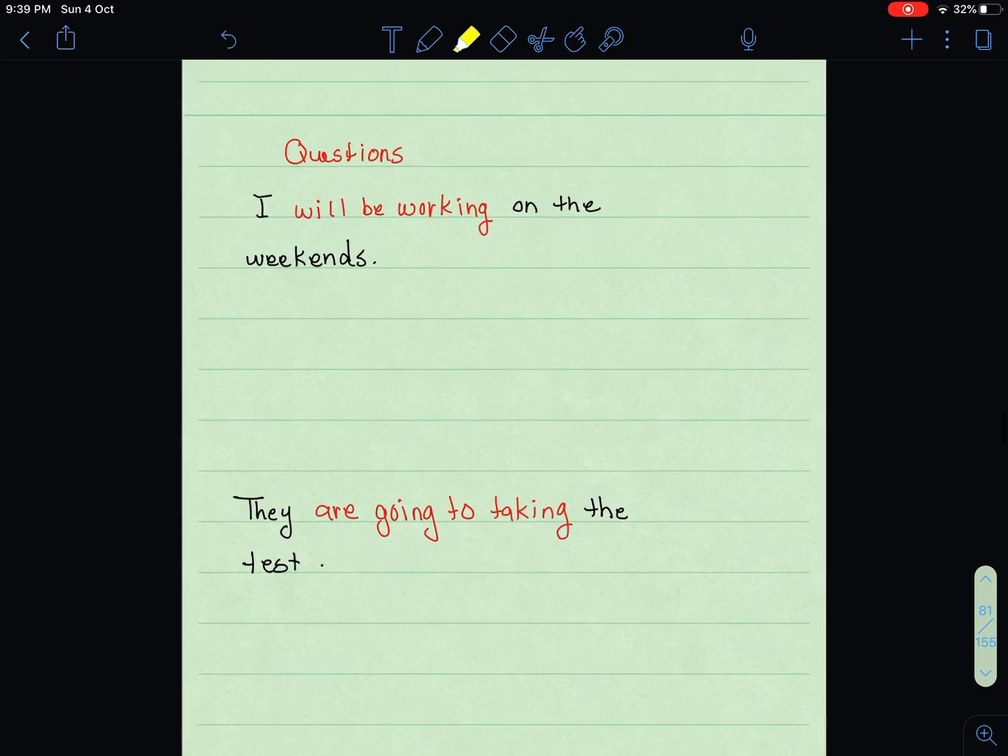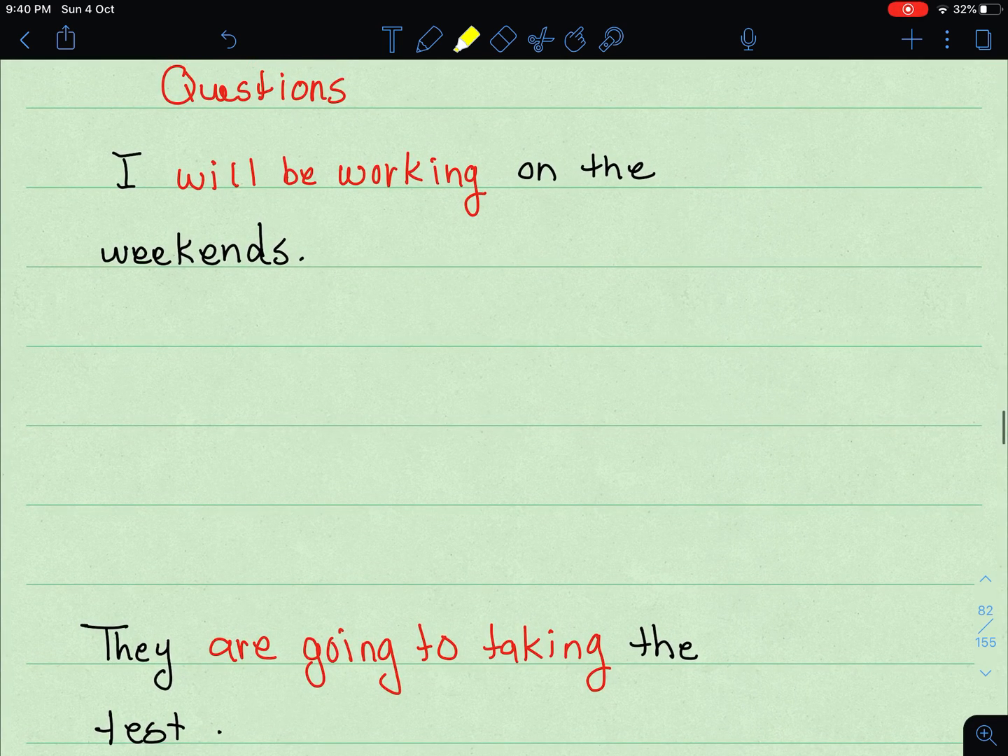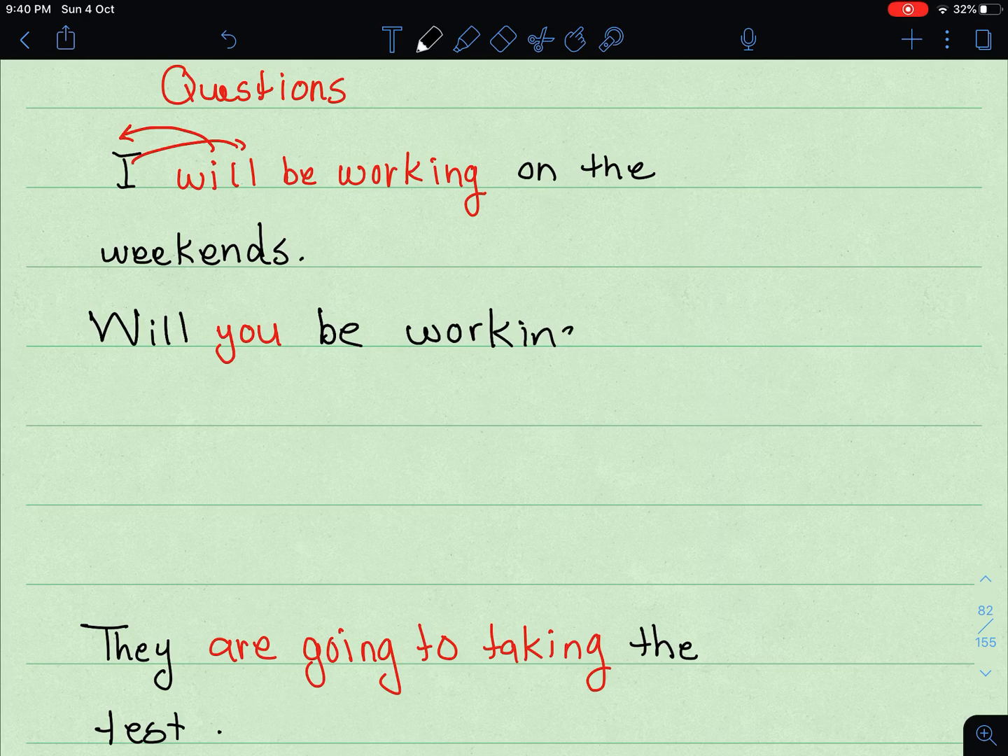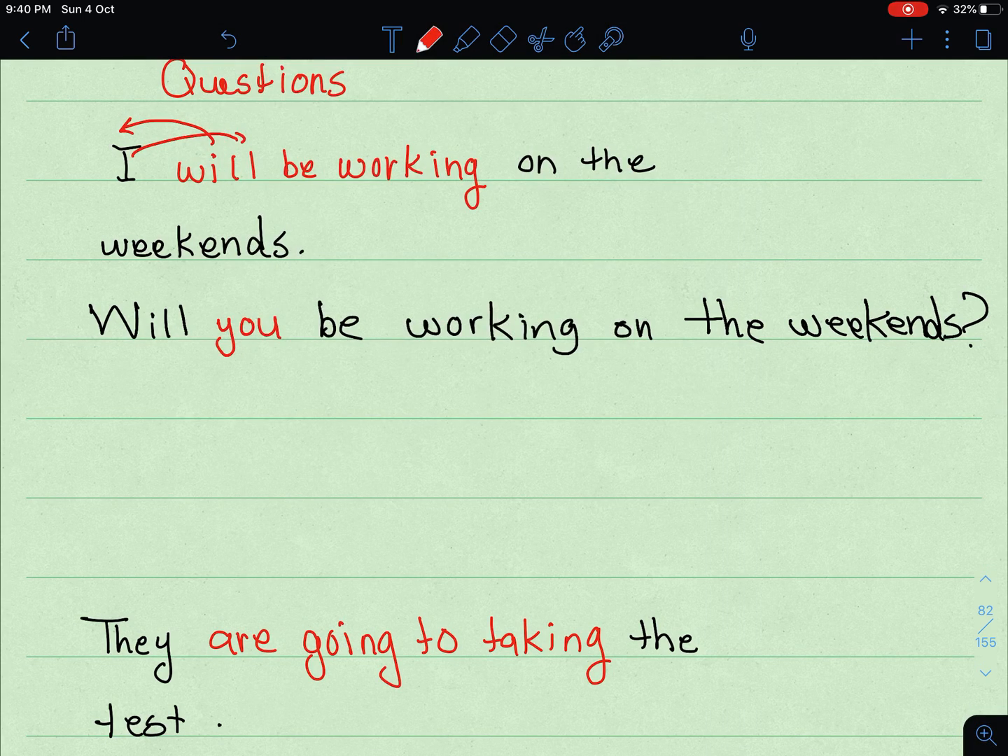So right now let's move on to making questions. Okay, now the questions: I will be working on the weekend as usual. I usually start with the helping or auxiliary verb, and this is will. Remember that we should start with a capital letter, and I changes to you. Will you be working on the weekends? Here we are asking about plans that continue for a period in the future. And the answer can be yes, I will, or no, I won't. Remember that will not becomes won't.